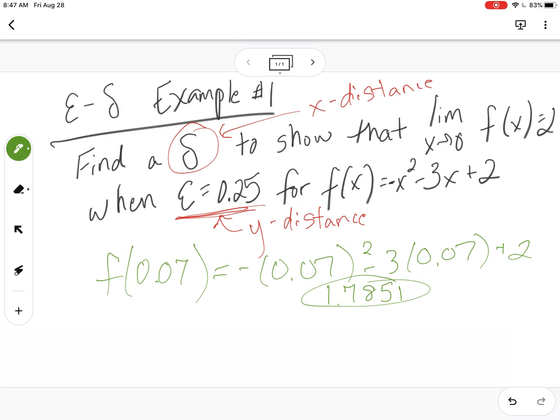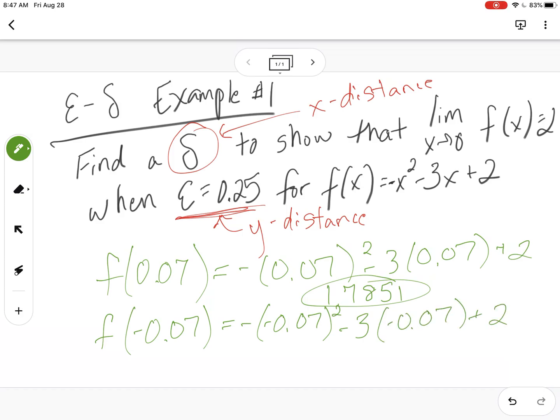So let me plug in negative 0.07 to see what happens. I'm going to plug in negative of negative 0.07 squared. That's still going to come out positive. Minus 3 times negative 0.07 plus 2. So let's see. I've got 2.2051. Now, notice again, I just had to be within 0.25 of 2, so that would put it at 2.25.